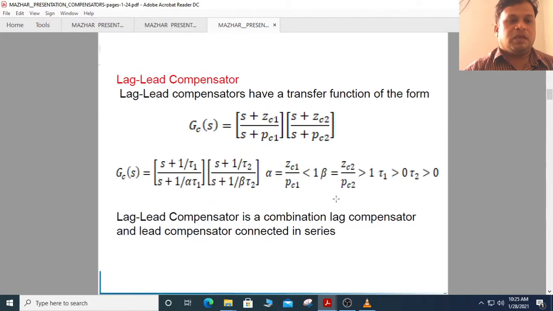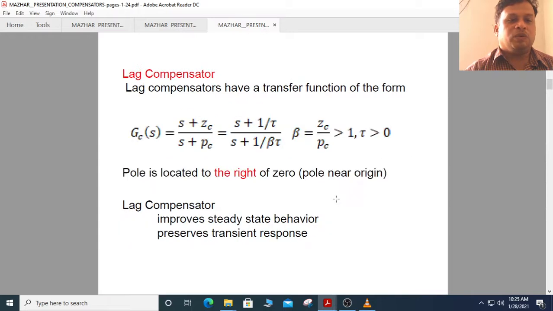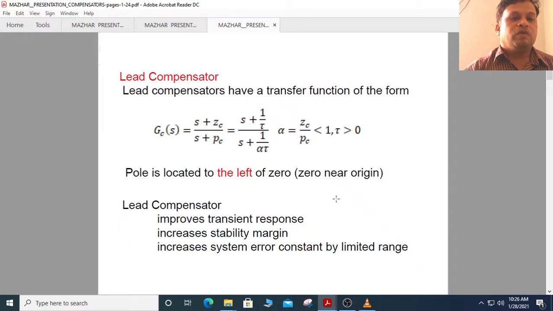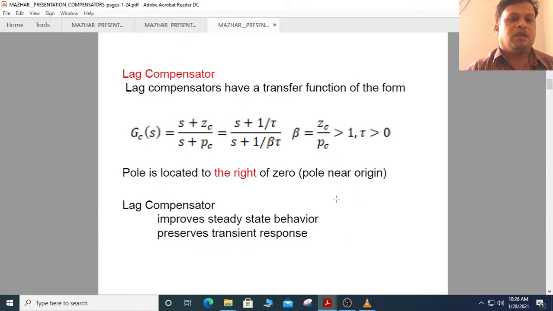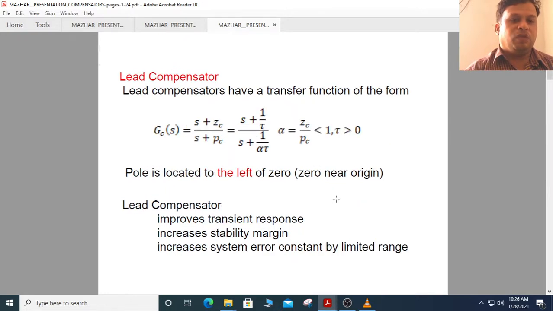And next thing, what does the lag compensator do? So we have studied about the lead compensator. Next we will study about the lag compensator. As we have seen, the lead compensator increases the transient response, stability margin is well increased, and system error constant is in a limited range.